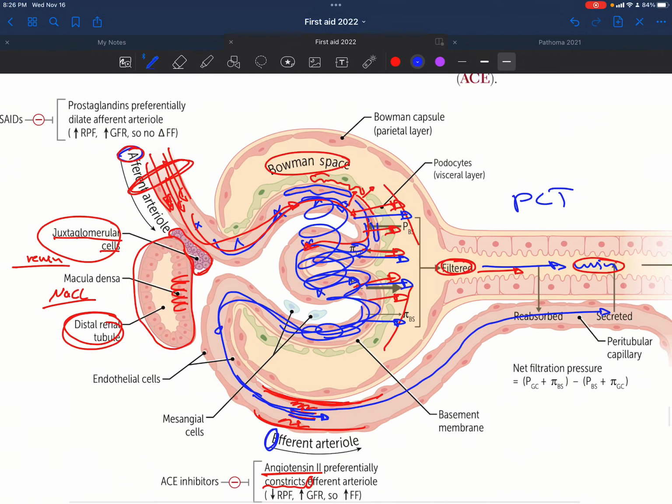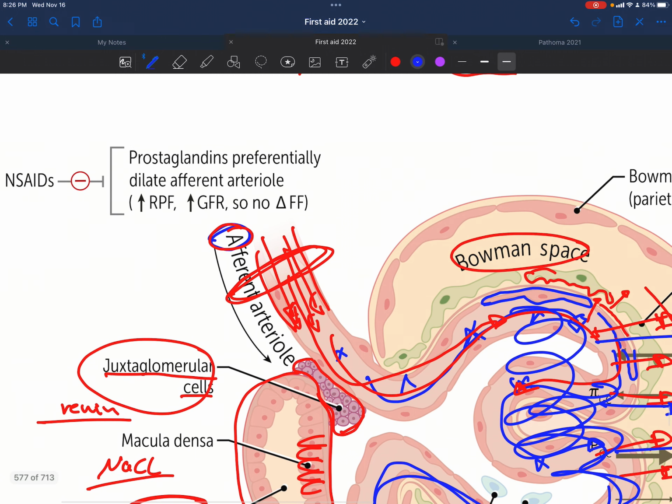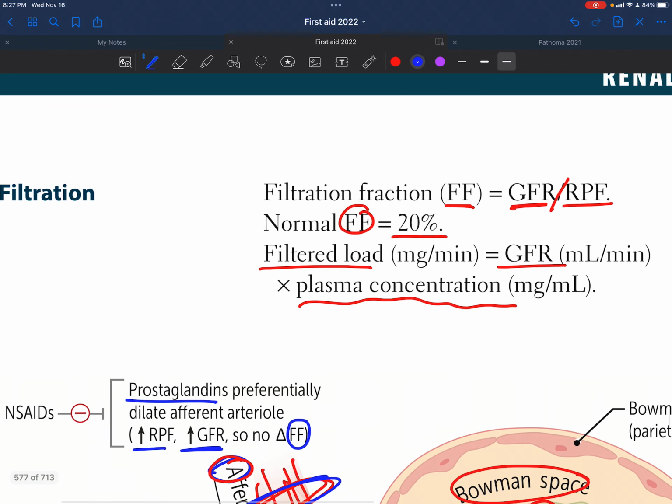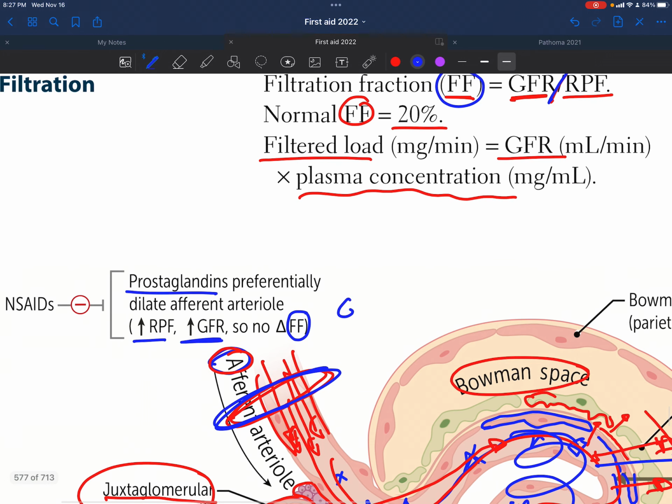If we take a look at the image again, and talk independently about the prostaglandins, they preferentially dilate the afferent arteriole, so they increase the renal plasma flow, and then they increase the GFR. For the filtration fraction, we know it's an equation: filtration fraction equals the GFR over the renal plasma flow, and in our case, the GFR has increased, and the renal plasma flow has also increased.